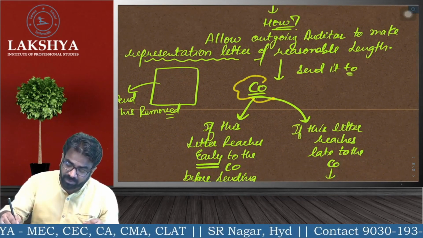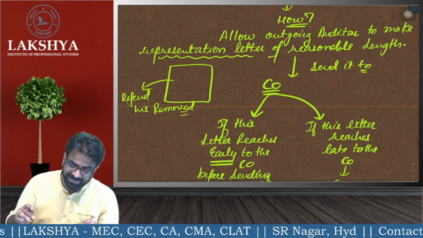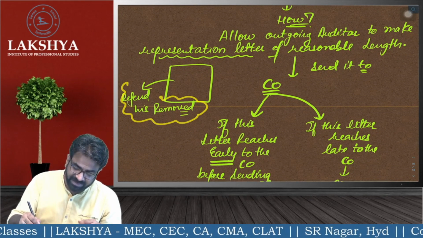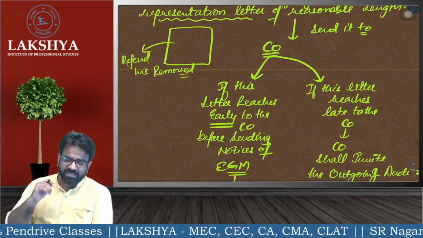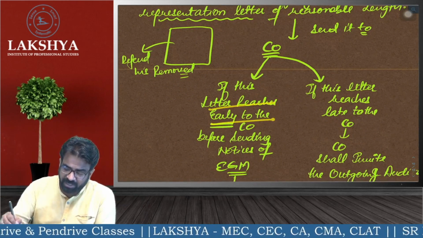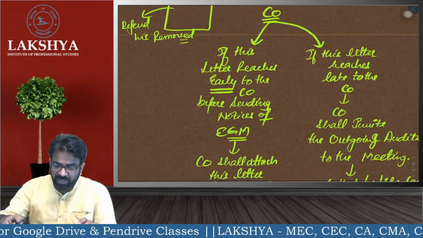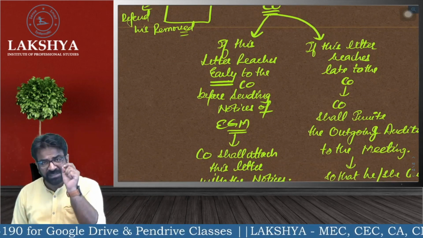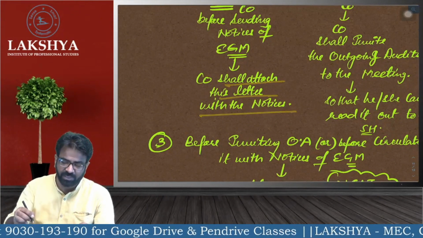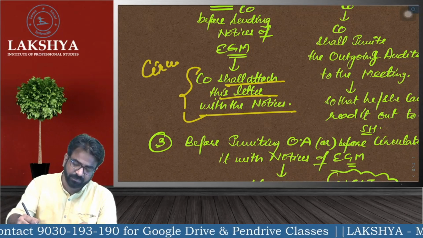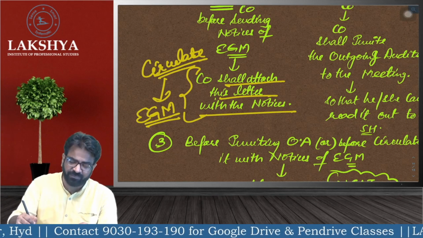Are you getting the point? And that letter will be sent to whom? That letter will be sent to the company. Now what is written in that letter? He is just allowed to defend his removal: why he should not be removed? As simple as that. Now next point, if this letter reaches the company early, then what will the company do? If the notices of the EGM have not been sent so far, we are going to attach this letter with the notices. It means we are going to circulate it with the notices of EGM.